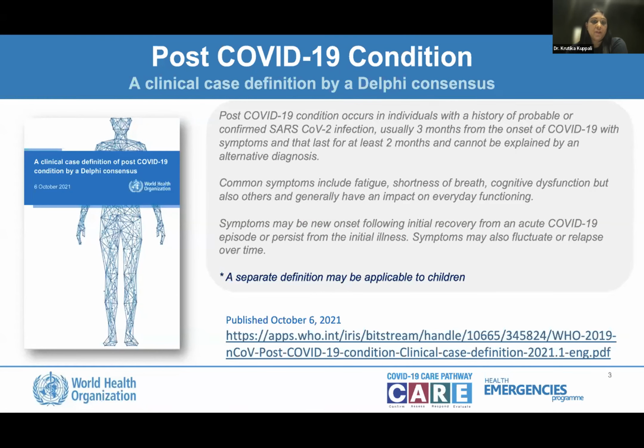From our definition, post-COVID-19 condition occurs in individuals with a history of probable or confirmed SARS-CoV-2 infection, usually 3 months from the onset of COVID-19, with symptoms that last for at least 2 months and cannot be explained by an alternative diagnosis. Common symptoms can include fatigue, shortness of breath, cognitive dysfunction, but there are others, and generally can impact everyday functioning. It's important to note that symptoms may be new onset following initial recovery from the acute COVID-19 episode or persist from the initial illness, and that symptoms may also fluctuate or relapse over time.